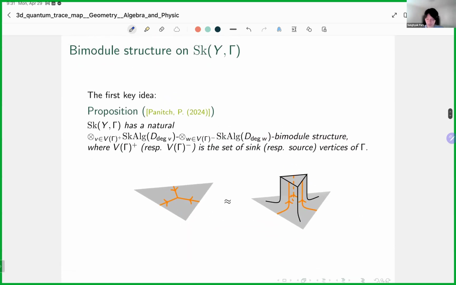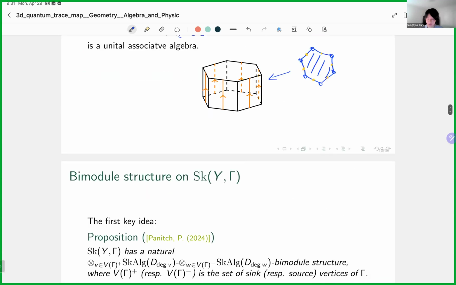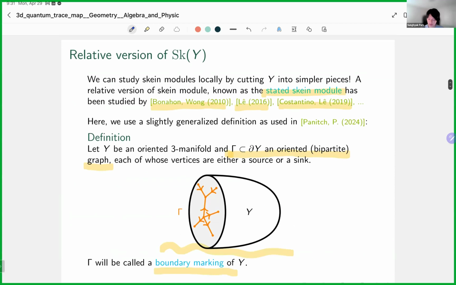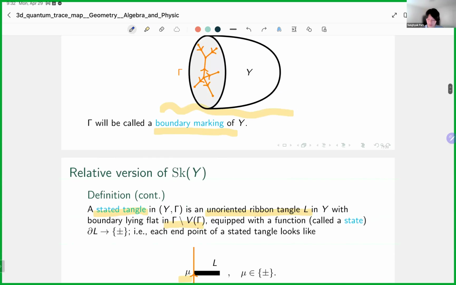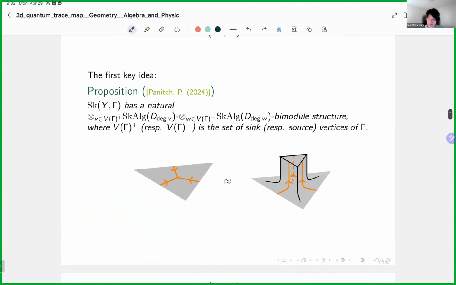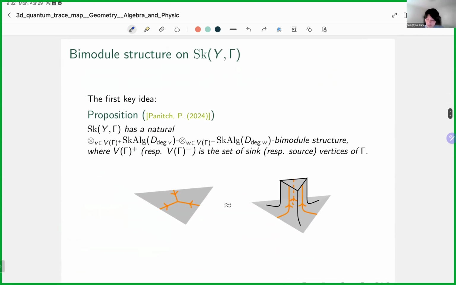Okay, so now let me explain why it's a good idea to generalize, why it's a good idea to allow vertices to the boundary marking. It's a pretty simple observation, but it's also a crucial observation, which is that, let's say V is a vertex of a boundary marking. It's going to have some degree. In this picture on the left, it has degree 3.